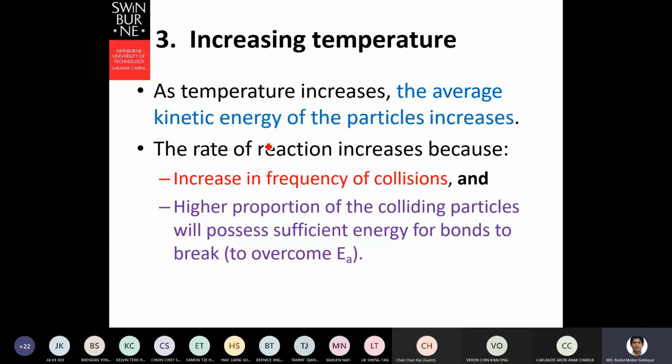Temperature. As the temperature increases, the average kinetic energy of the particles increases, so the movement or frequency of vibration of the particles will increase, and thus the kinetic energy of the particles will increase more. Since the kinetic energy or vibration will increase, the frequency of collision will also increase, right? So this is how temperature helps to increase the rate of the reaction.